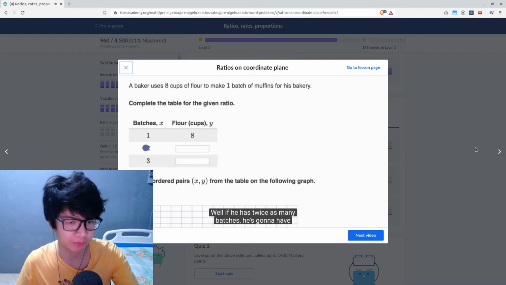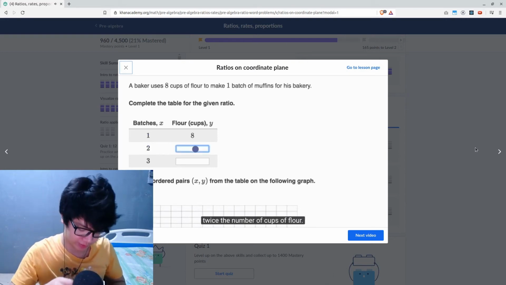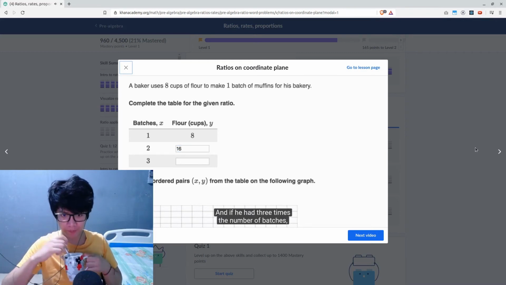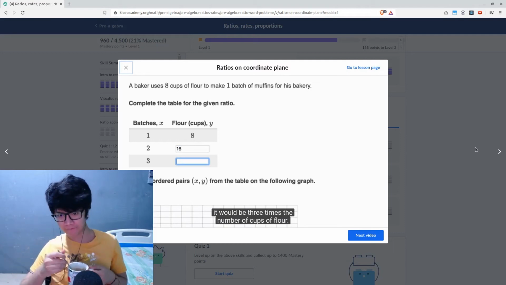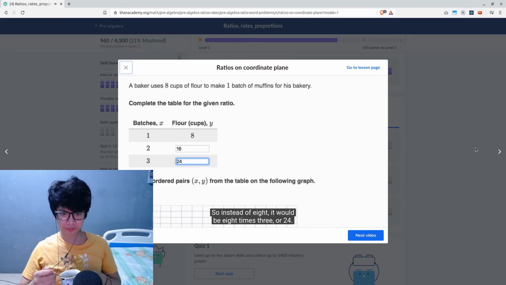Well, if he has twice as many batches, he's going to have twice the number of cups of flour. So instead of 8, it would be 16 cups of flour. And if he had 3 times the number of batches, it would be 3 times the number of cups of flour. So instead of 8, it would be 8 times 3, or 24.